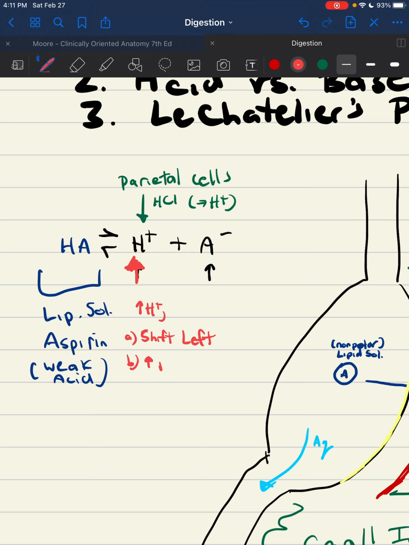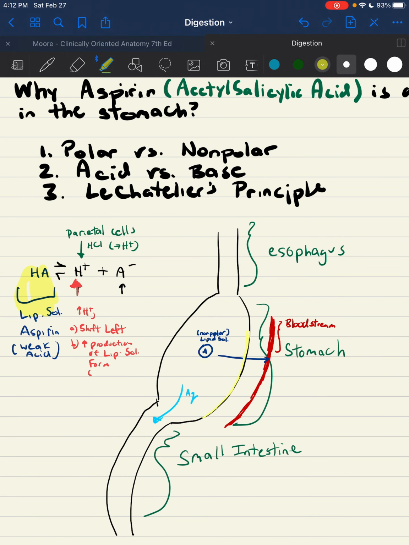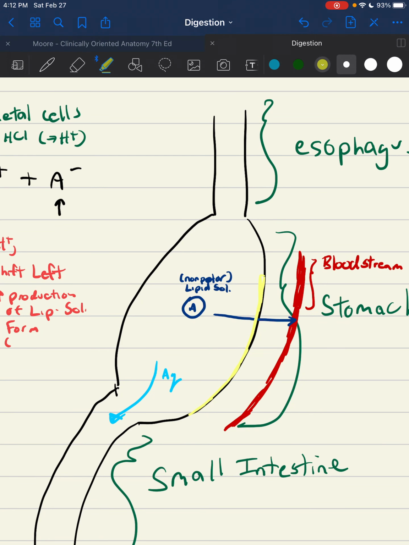a higher production of the lipid-soluble form. In other words, we're going to have a lot more of this favored. And if you have a lot of lipid-soluble aspirin, that's going to be absorbed right into the bloodstream. So in other words, weak acids typically can be absorbed into the bloodstream via the stomach, right?